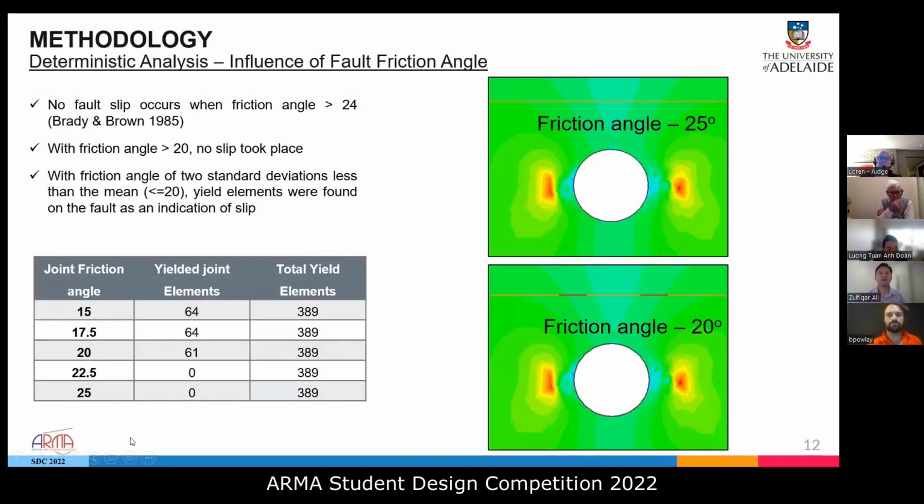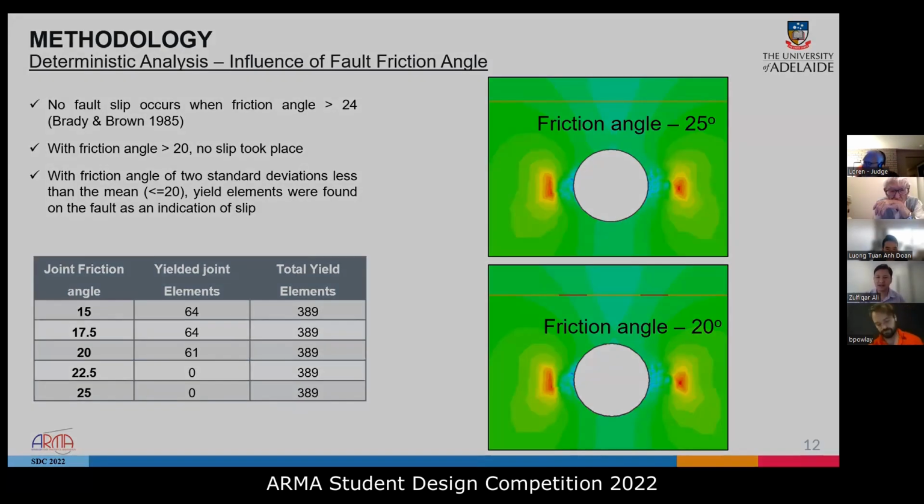Now, we performed an elastoplastic analysis of the tunnel using the mean values of the rock mass in order to find the effect of the fault on the stress distribution around the tunnel and the probability of slip. According to Brady and Brown, if the angle of friction of a fault exceeds 24 degrees, no slip is predicted on the plane. For this specific model, we observed that the critical angle of slip is 2 standard deviations below the mean, that is 20 degrees. So above 20 degrees, it was safe. Below 20 degrees, there were a lot of yielded elements.